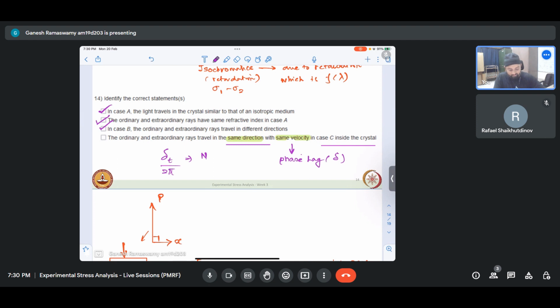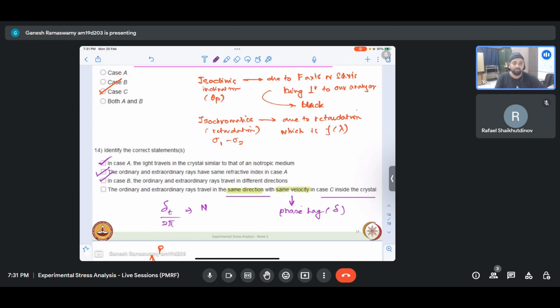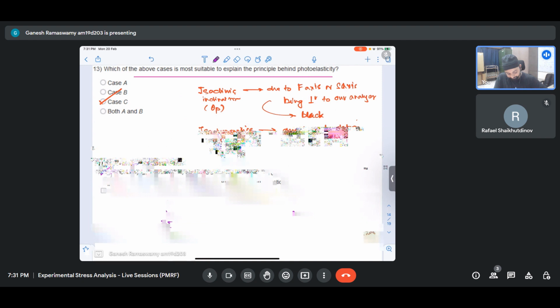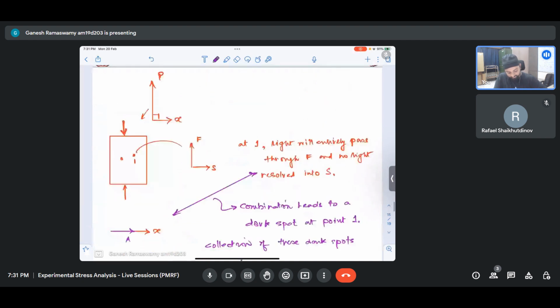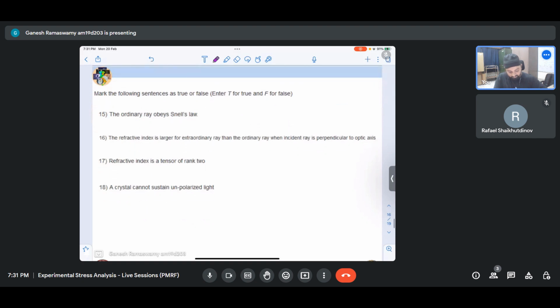So in case my retardation at a particular point is equal to half of the wavelength, then my fringe order at that point will be 1 by 2. That is the idea behind it. If it is equal to one wavelength, then it will be fringe order 1. It's like that. Okay, so I take it that this is clear. Yeah, so we'll just move on to this question.